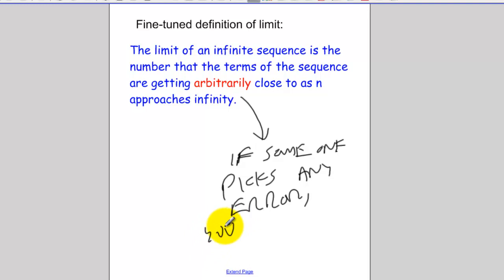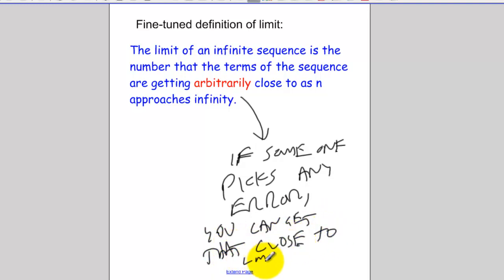you can get that close to the limit if n is big enough. If n is big enough, you can get that close to the limit.